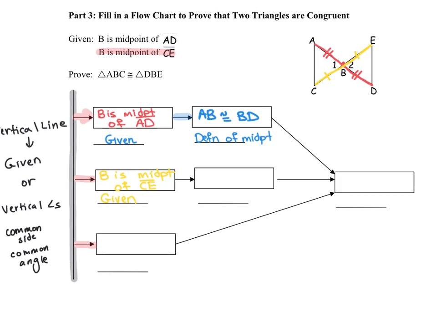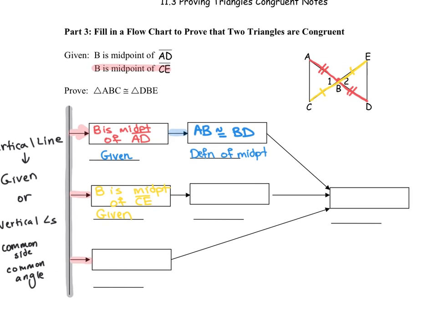Now from this, I can say, if B is the midpoint of CE, that means that CB is congruent to BE. That's why this is connected using the arrow, because I can get this statement from this given. So I'm going to say that CB is congruent to BE. Again, this is because of the midpoint, so definition of midpoint. So far, I have a side and I have another side. That's not enough.